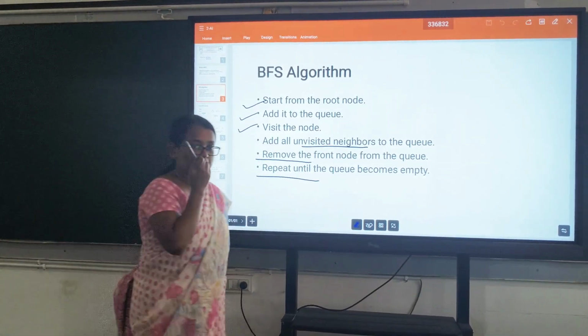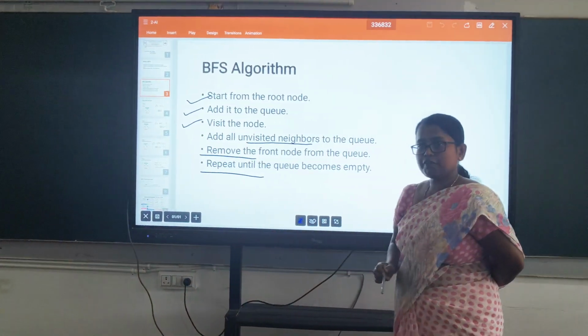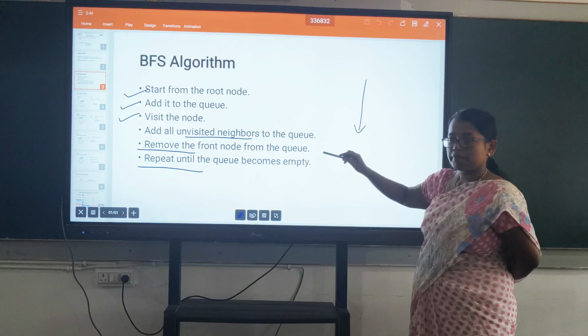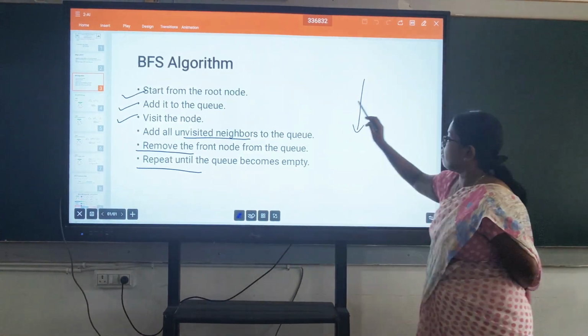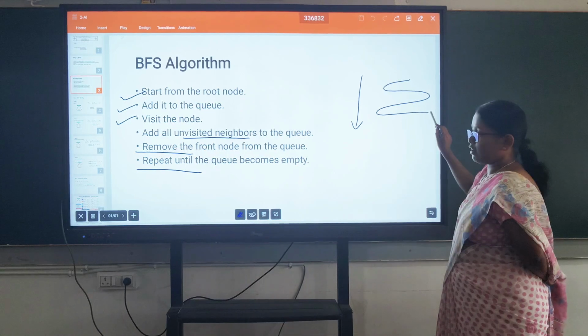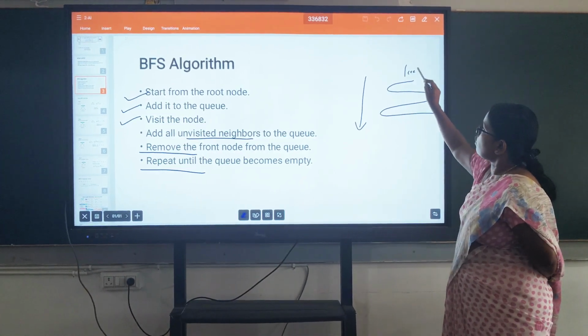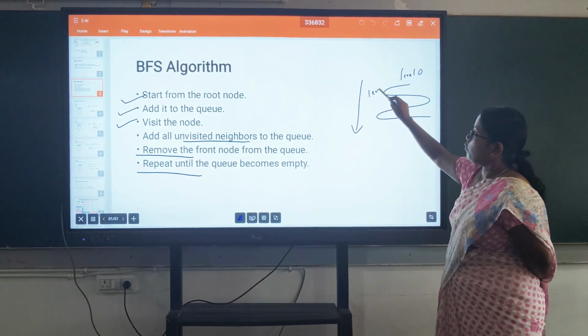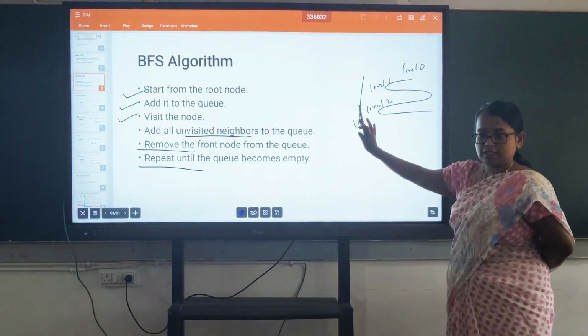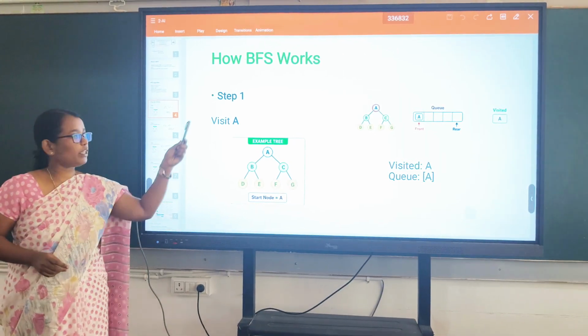As we have seen in the last video, DFS searches from top to bottom. But in this BFS search, we will go from the root node, then level by level. So if this is level 0, then we will go to the next level, level 1. Like this, the traversing will take place. Now we will see how the BFS works.